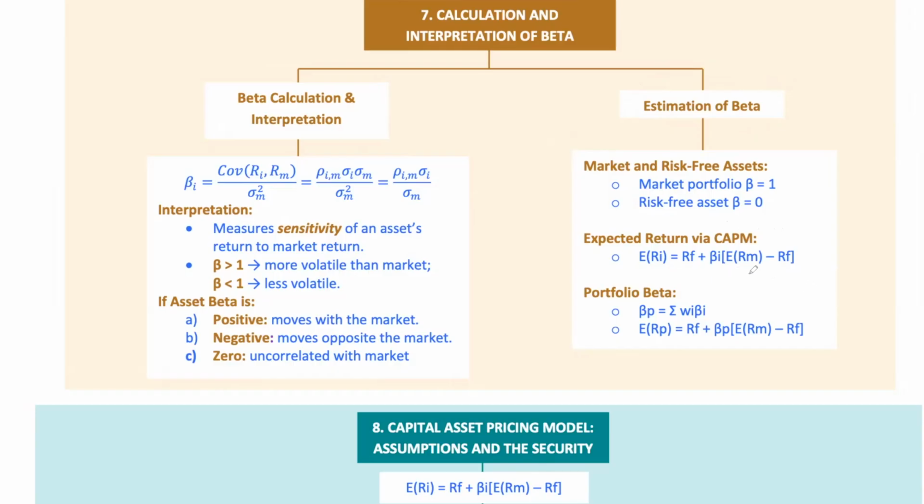Short-term data gives you a more current feel, but can be noisy. Long-term data is smoother, but might miss recent changes. So analysts often blend both, using about 3 to 5 years of monthly returns to get a balanced estimate.